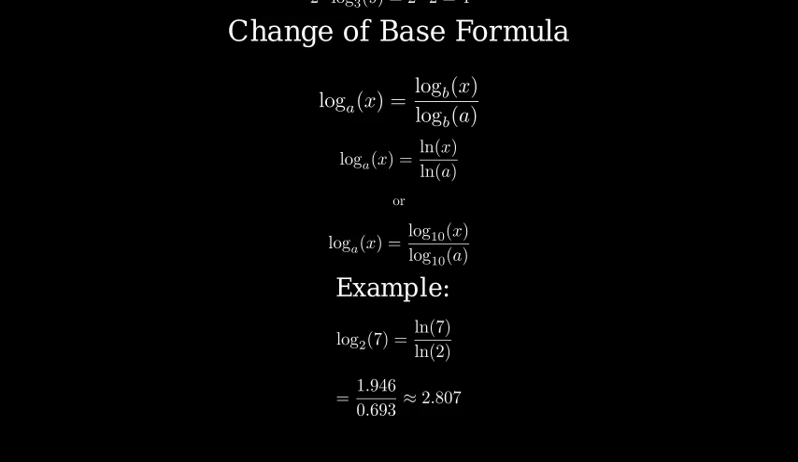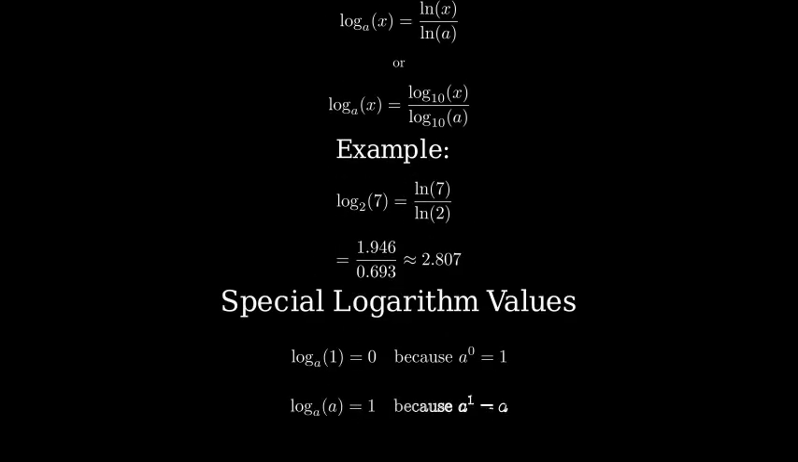There are a couple of special logarithm values worth remembering. First, the logarithm of 1 with any base is always 0. This is because any number raised to the power of 0 equals 1. Second, the logarithm of the base itself is always 1. For example, log base 10 of 10 equals 1, because 10 raised to the power of 1 is 10.